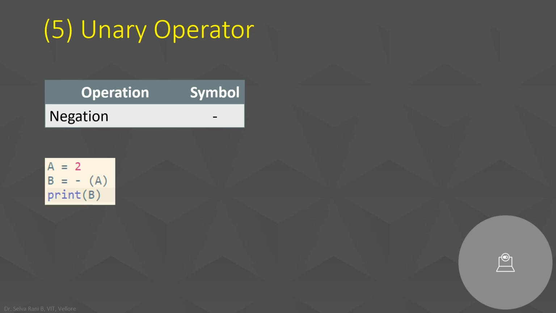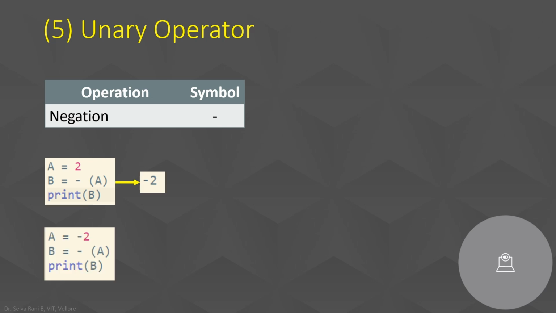A quick example, A is equal to 2, B is equal to minus of A, print B. So since A is positive, it will be negated and we are getting the output as minus 2. In another case, A is equal to minus 2, B is equal to minus A, minus of minus, the result is going to be plus 2.